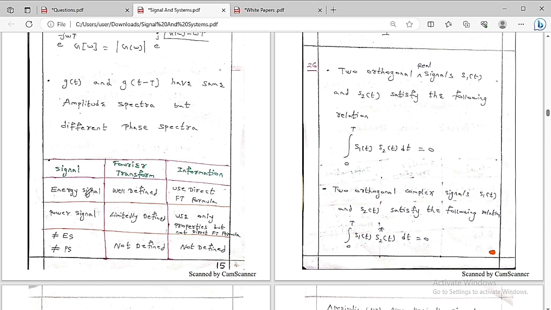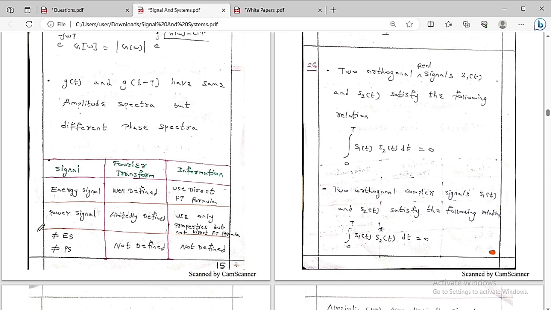Suppose a signal is an energy signal, meaning energy is finite, or we can say the signal is absolutely integrable. Then the Fourier transform is well defined, for each and every value of omega. Then you can use the direct formula. What is the Fourier transform formula for f of t? F of omega is equal to the integration from t equals minus infinity to infinity of f of t into e to the power of minus j omega t dt. So there we can use f of t and use the direct formula in order to get the Fourier transform.